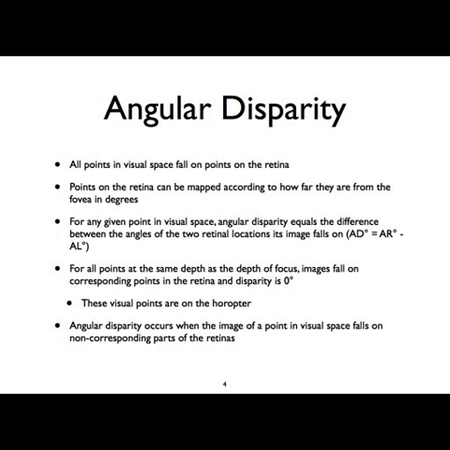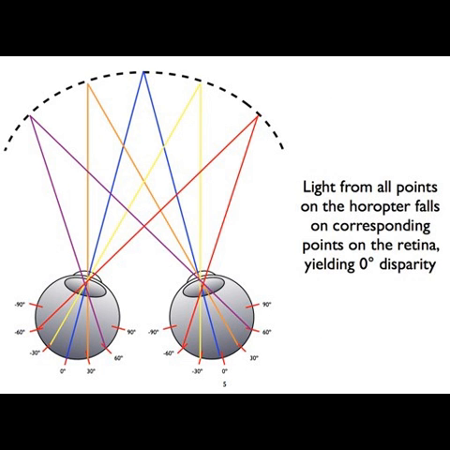So these visual points are what's known as the horopter, which sounds like something from Harry Potter, but it's not. It's actually kind of cool. So the angular disparity occurs when points fall off of the horopter, either farther or closer, and there's an ordered relationship between the angular disparity and whether it's closer or farther away. So if you're focusing on the point with the blue line, so that's falling on both of your foveas, you're focusing on that point.